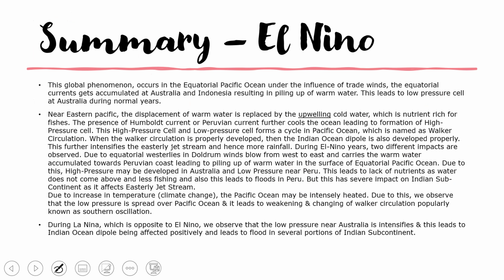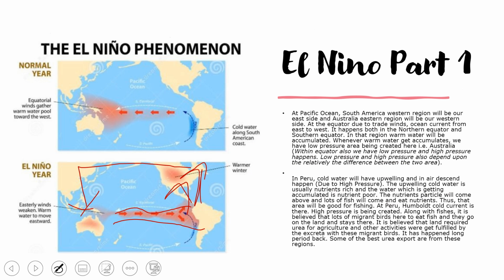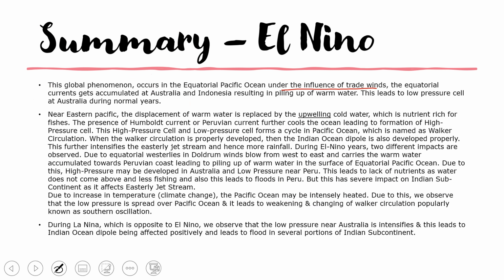So the summary about El Nino is here because it is a big topic. I have added it here in a more constructive way. Okay, this is the total summary of El Nino. This global phenomenon occurs in the equatorial Pacific Ocean under the influence of the trade winds and the equatorial westerlies. The equatorial currents get accumulated at Australia and Indonesia, resulting in piling of warm water. This leads to a low pressure cell in Australia during normal years.